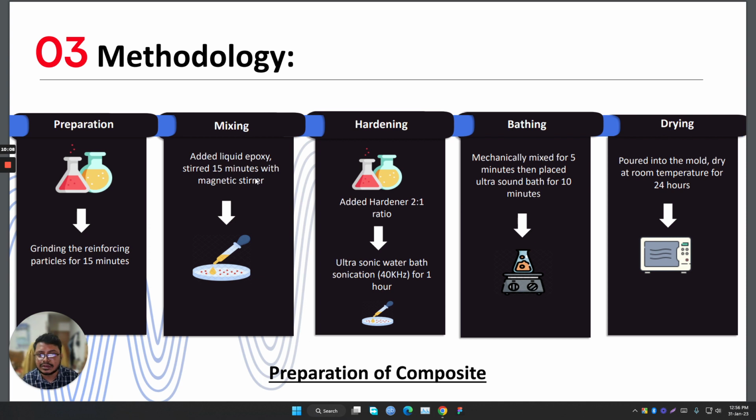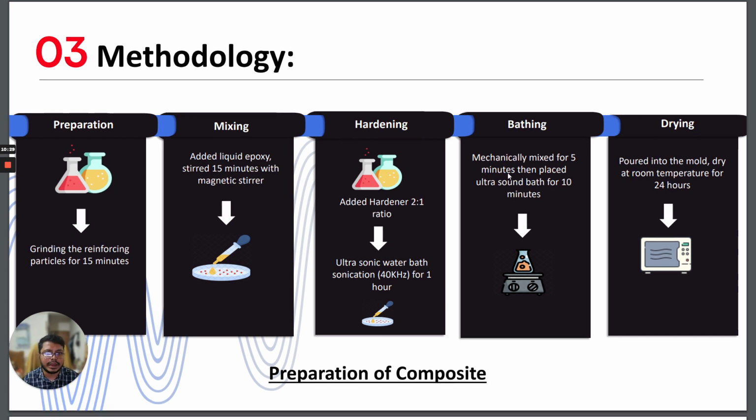Our third step is hardening. We add hardener in a 2:1 ratio. Ultrasonic water bath sonication at 40 kilohertz for 1 hour. Then in our fourth step, which we call bathing, we mechanically mix for 5 minutes, then place it in an ultrasound bath for 10 minutes.